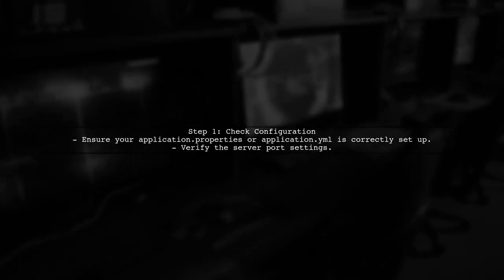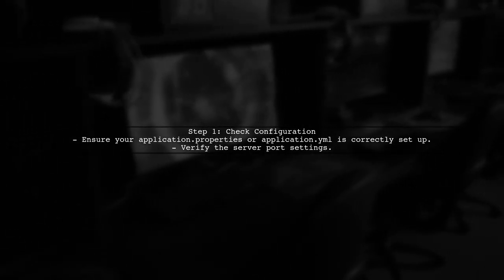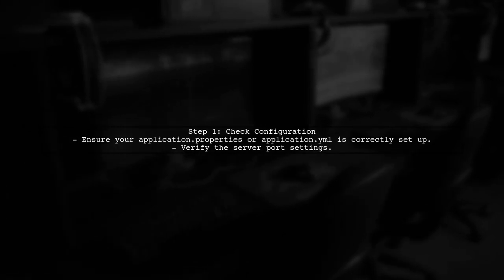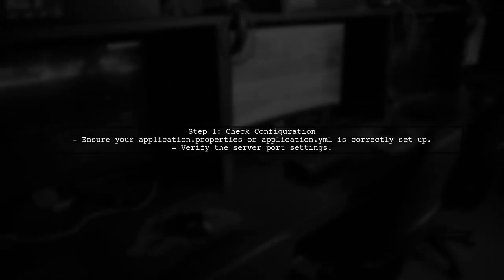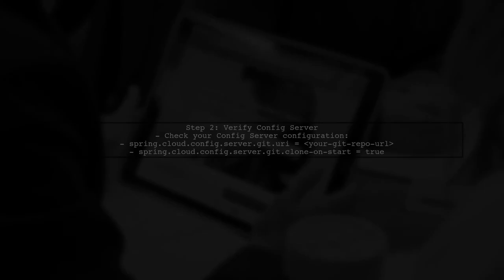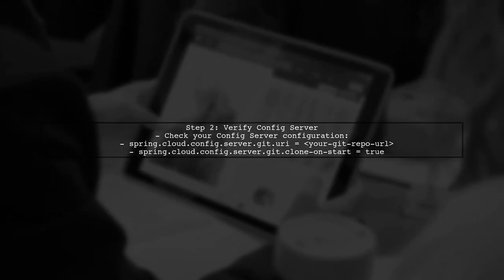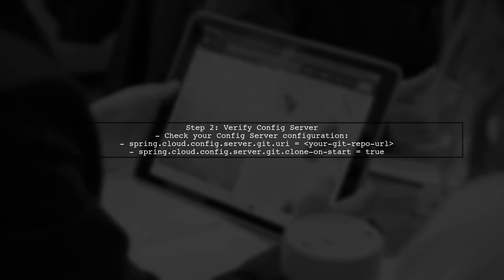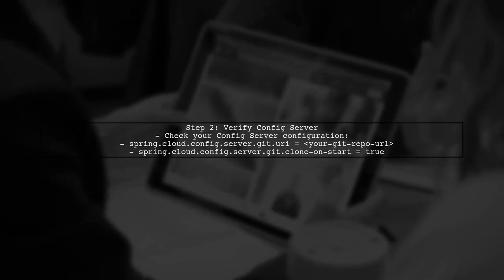To address the issue of the Spring Cloud Config Server not locating the property source, we first need to check the configuration settings of your application. Next, confirm that your config server is properly configured to point to the correct Git repository or file system location where your configuration files are stored.